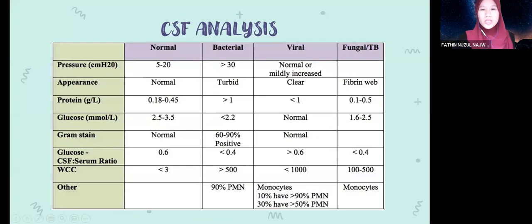Now, this is the CSF analysis, which I am pretty sure all of us know how to interpret.